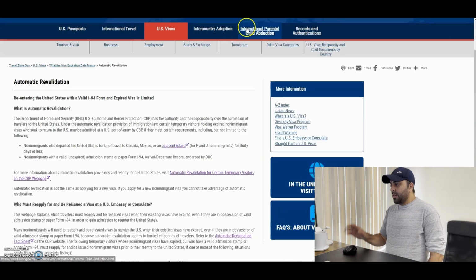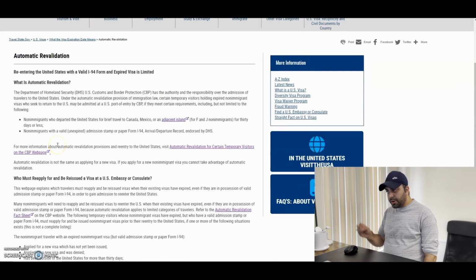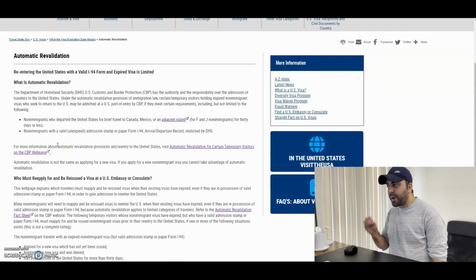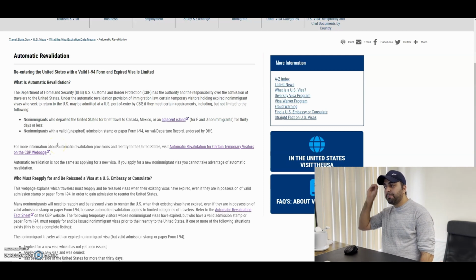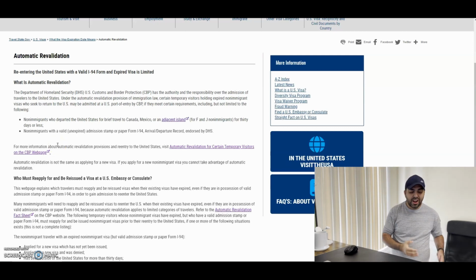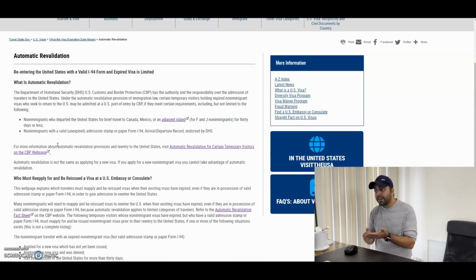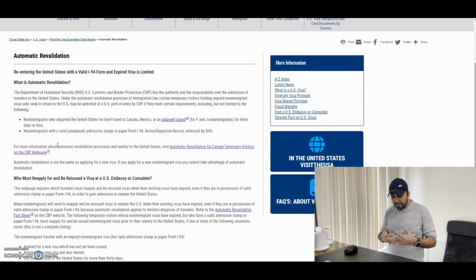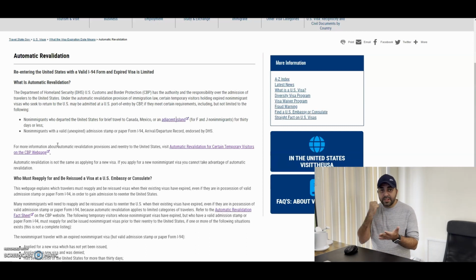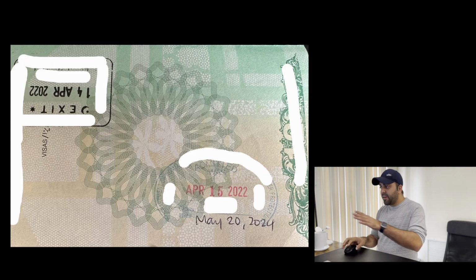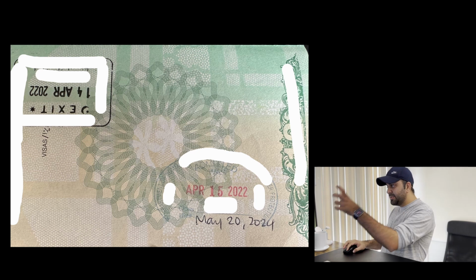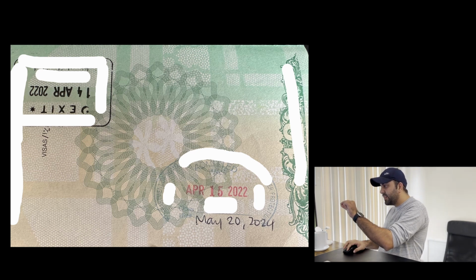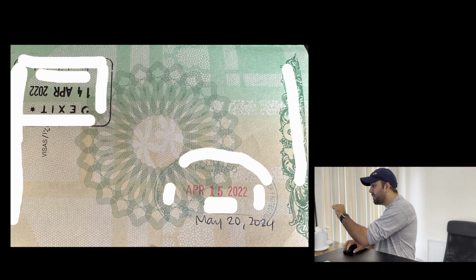Going back, non-immigrants with a valid unexpired admission stamp or paper from I-94, which means your I-94 should be valid, or your arrival departure record. So let's say when you come to the US for the first time, or when you're returning to the US, they put a stamp on it, right? And on the stamp, they also write the date. So you'll be seeing right now that this is my stamp and it has a date on it that this is the time till when I am allowed.